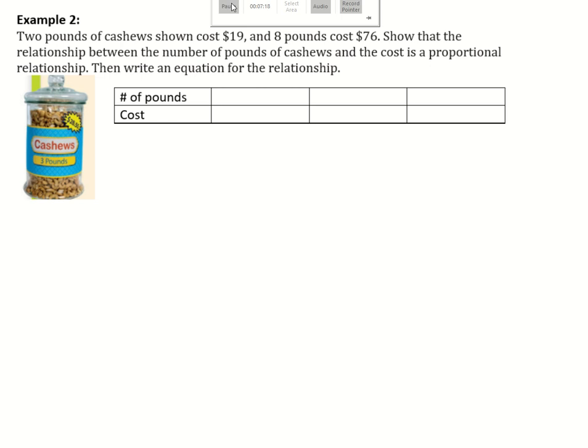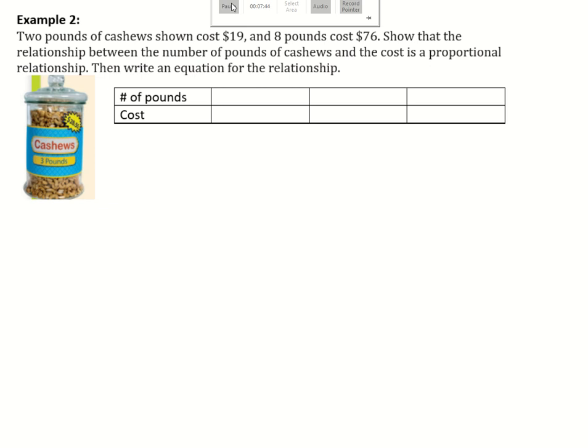Hey you guys, this is Mrs. Cervantes. I'm going to go through example 2 now. So looking at your note taker, 2 pounds of cashews cost $19 and 8 pounds cost $76. They want you to show that the relationship between the number of pounds of cashews and the cost is a proportional relationship. And then write an equation. So there's 2 pieces to this. So we're going to show that it's proportional first, and then we're going to write an equation for the relationship.